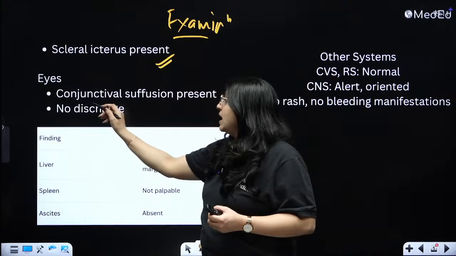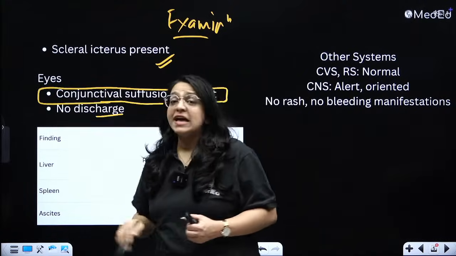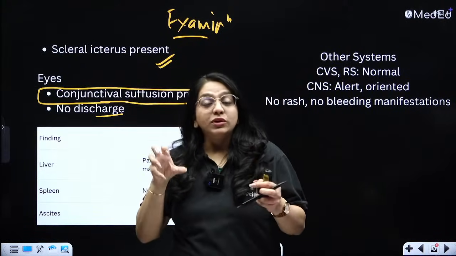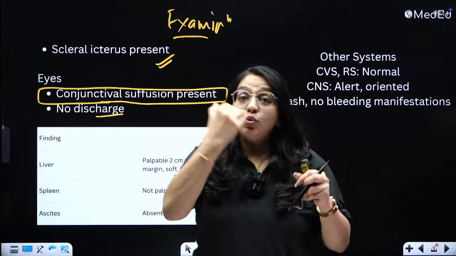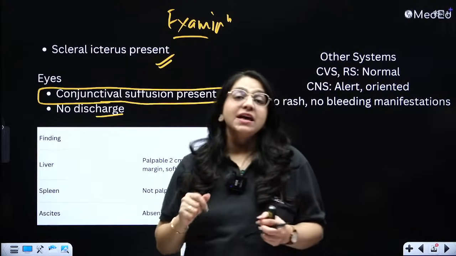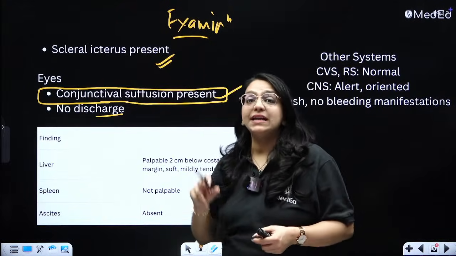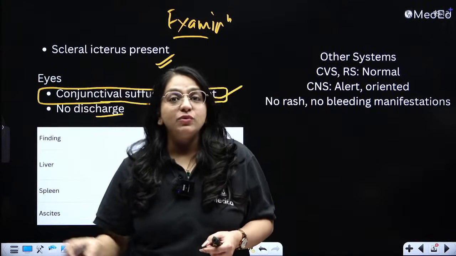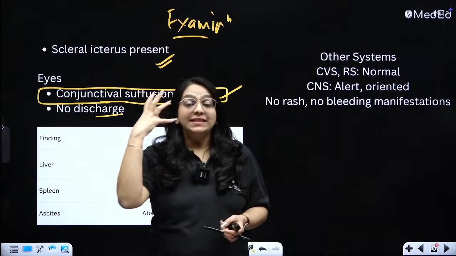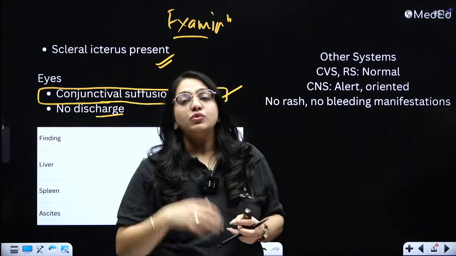The sclera is yellow. Conjunctival suffusion is present, whereas there is no discharge. No discharge means no pus, no watering from the eyes. So there is probably no rhinorrhea associated. We had discussed a case of measles where this conjunctival redness had completely confused us and taken us to the leptospirosis diagnosis as one of the DDs also. But what was that redness of the eyes associated with? Continuous watering from the nose and the eyes.